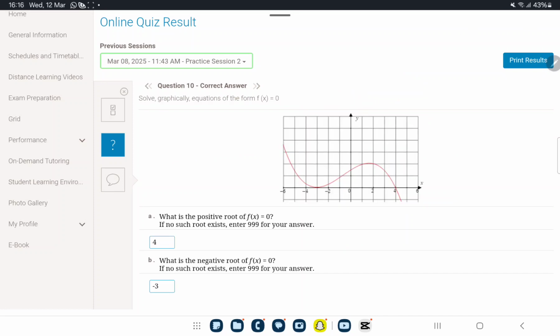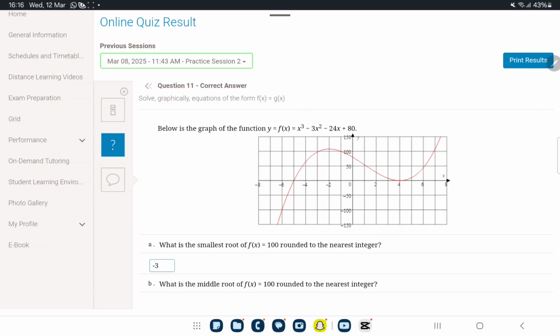Here they're asking for the roots of the equation. So roots is whenever it touches the x-axis. So one time here and one time here, at x equals minus 3, and here at x equals 4. Positive root, so x equals 4, and negative root, x equals minus 3.